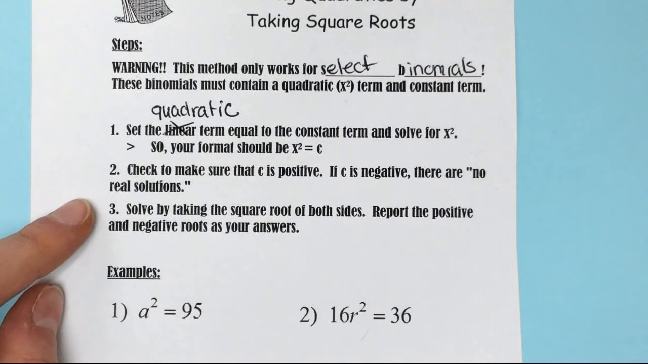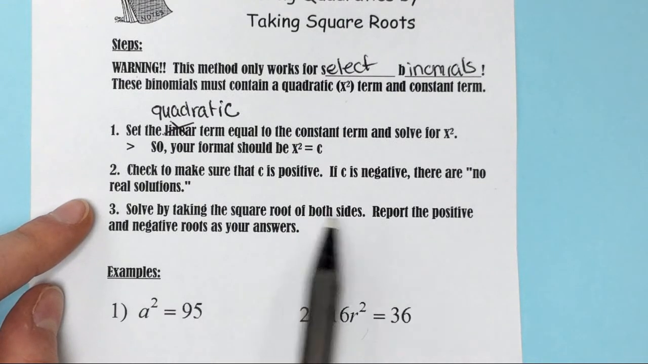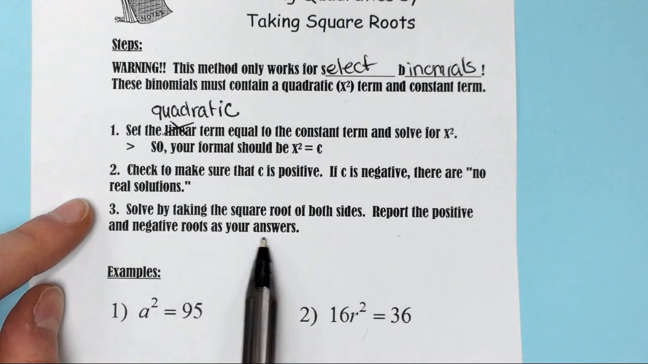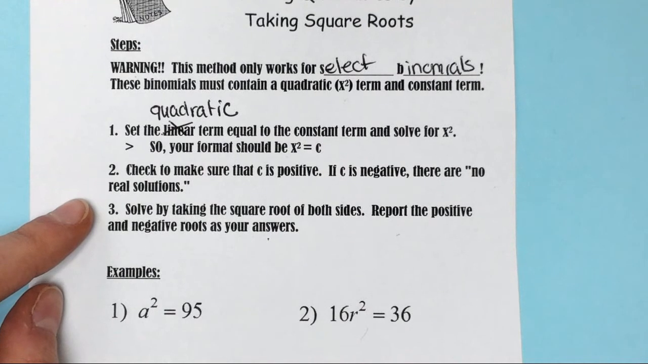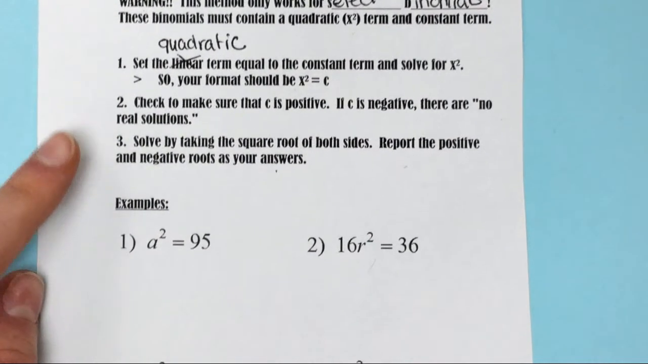Step 3 is solve by taking the square root of both sides. Report the positive and negative square roots as your answers. So there will be two answers. One is a positive root and one is a negative root.